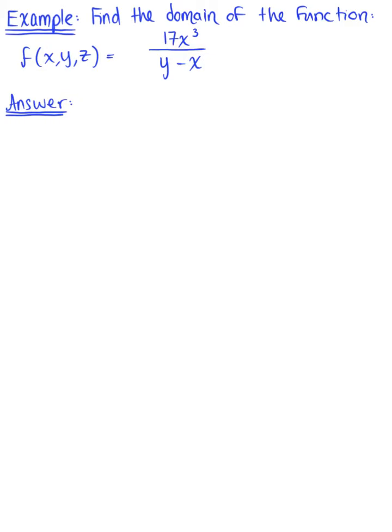Find the domain of the function f of x, y, z equals 17x cubed divided by y minus x. So again, we have a function with 1, 2, 3 independent variables here. So the graph of this function is going to reside in R4. But finding the domain remains the same as it did back when we only had one independent variable.